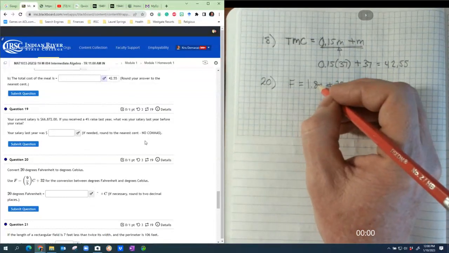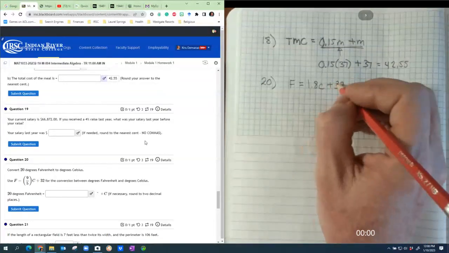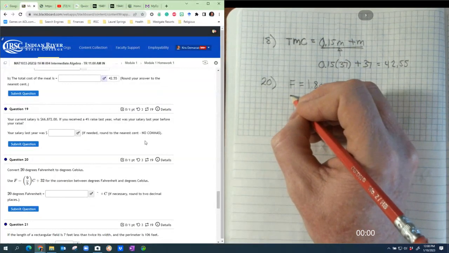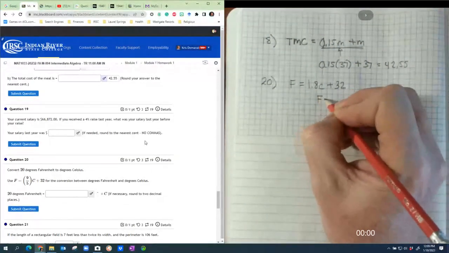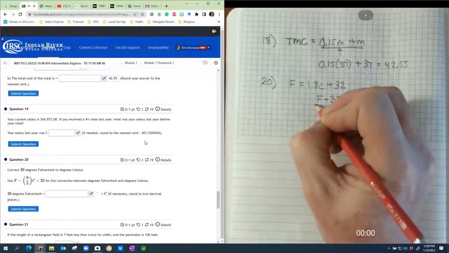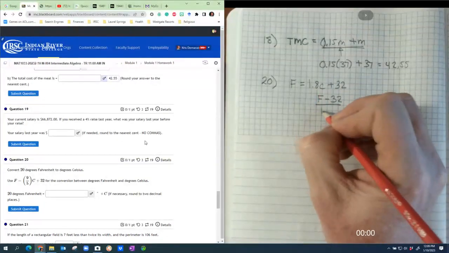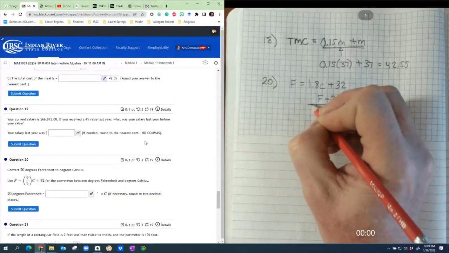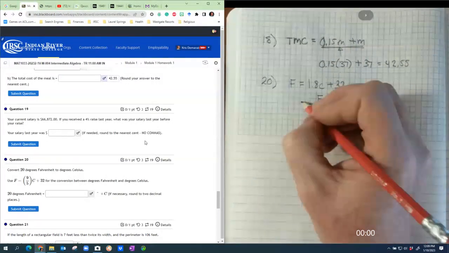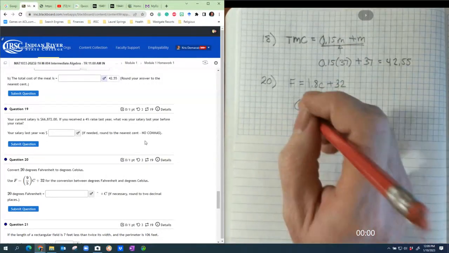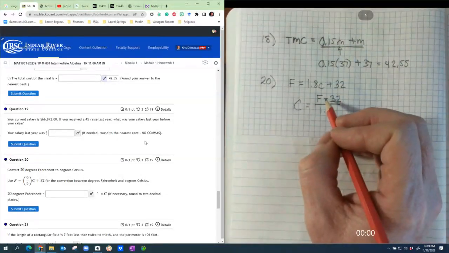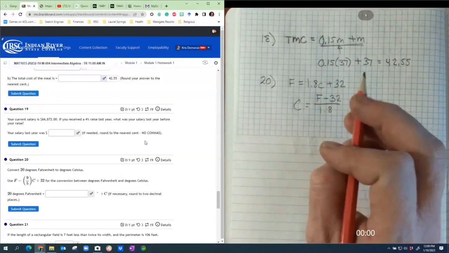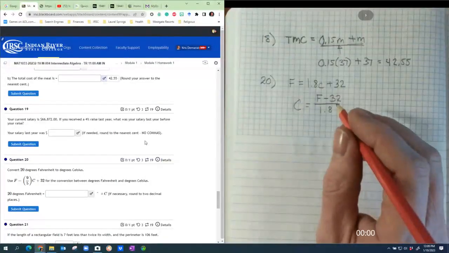Now, in order to get Celsius by itself, we would go ahead and take Fahrenheit and subtract the 32. So Fahrenheit minus the 32, and then we would divide it by the 1.8. So I'm giving you now the way you solve for Celsius if we needed Celsius. So it says convert 20 degrees Fahrenheit to Celsius.